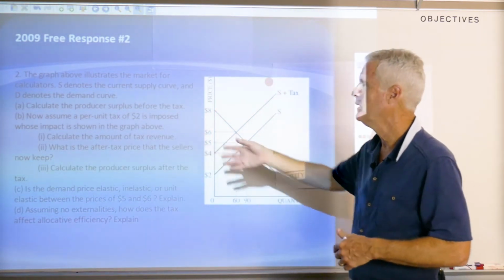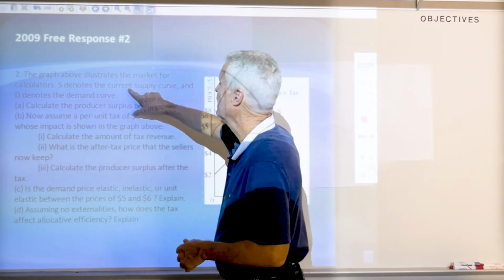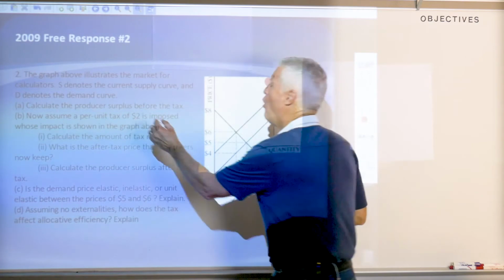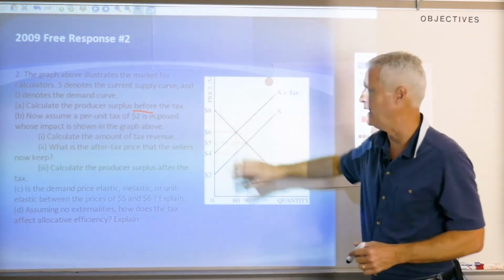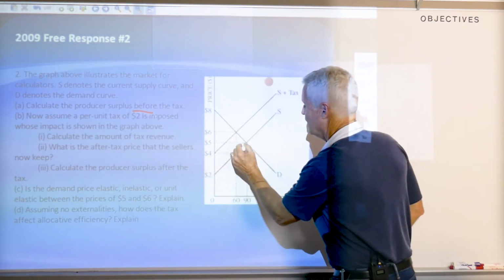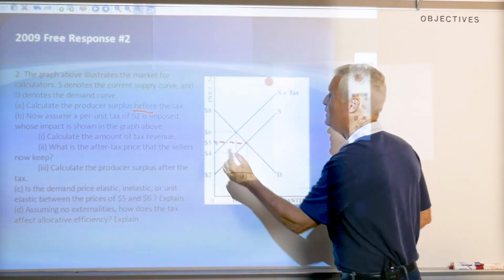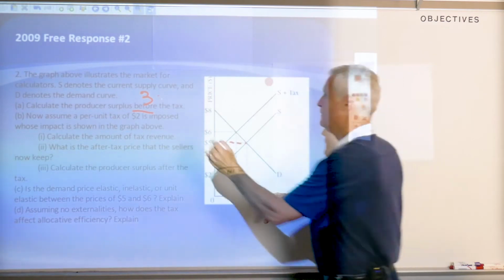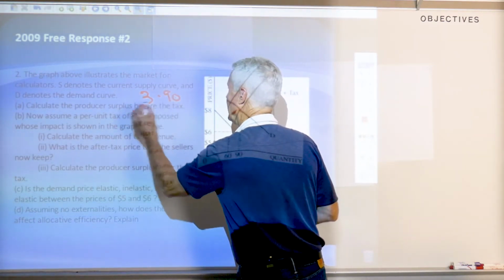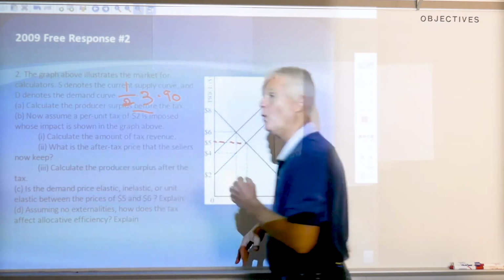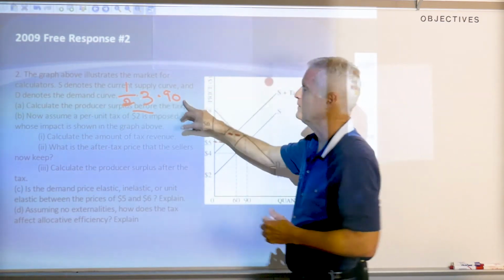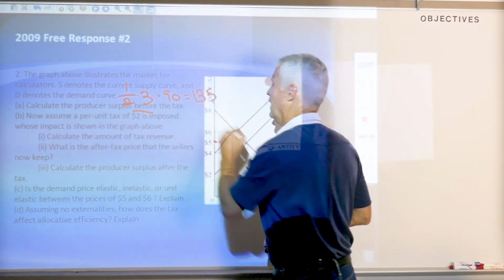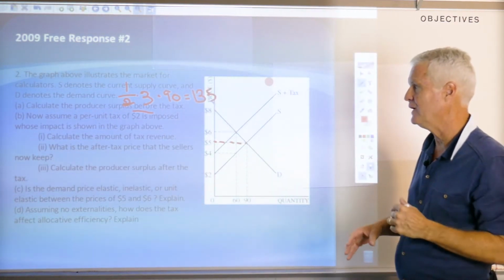And we're back. Okay, so we have the current supply curve, current demand curve, calculate producer surplus before the tax. So we're going to ignore the tax. Producer surplus, we got equilibrium right here, 5 and 2. So that's 3. Number of units, 90. And all triangles are 1/2 times something. So 3 times 90 is 270. Half of 270 is 135. Okay, that's A. So hopefully you got that.